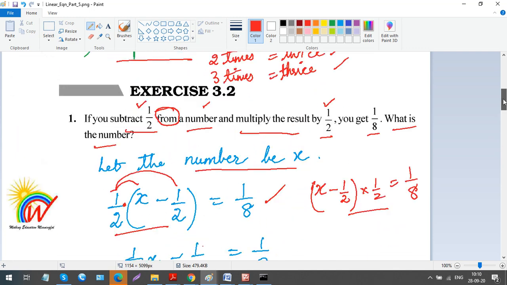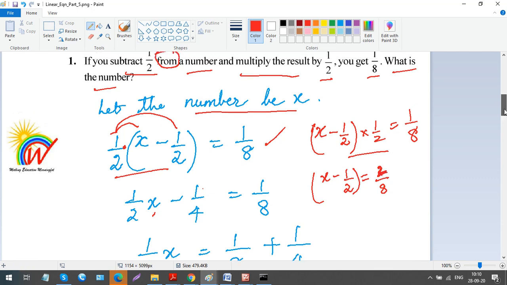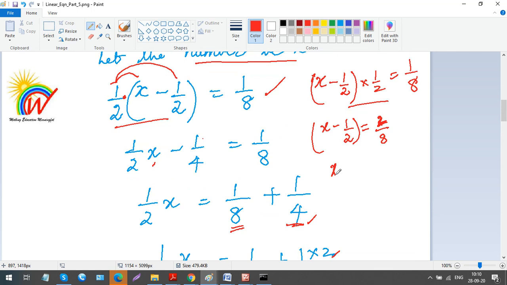See, if you want, you can even do it the other way. That is, you move the 2 to the other side already, okay? So x minus 1 by 2 remains on this side is equals to, if you bring the 2 to the other side, the 2 goes on top, right? So you get 2 over 8. 2 multiplied with the 1 is going to give you 2. So 2 over 8, okay? So now x minus 1 by 2 is equals to, this could be simplified, 1 over 4, right? So I can write 1 by 4.